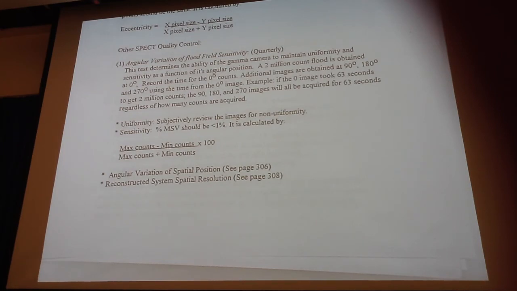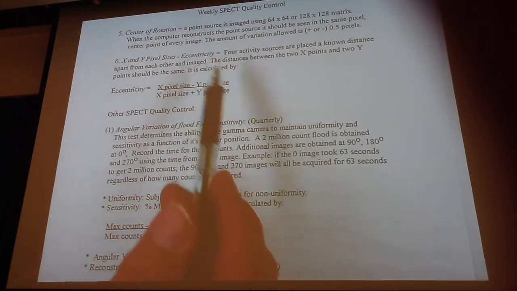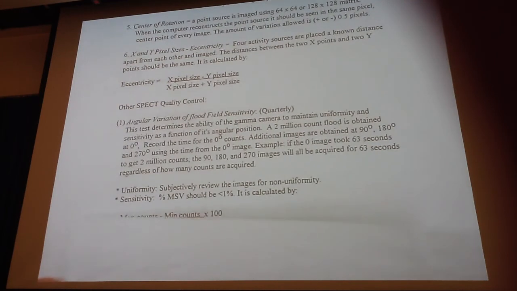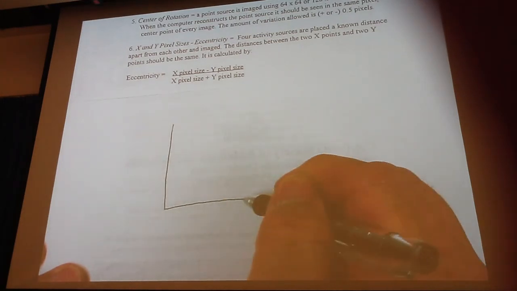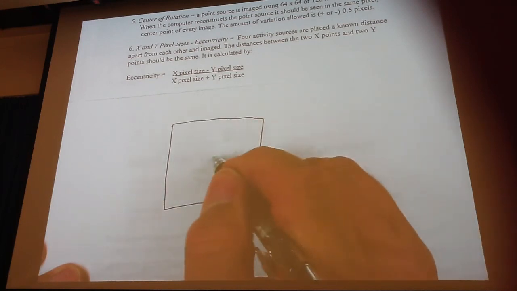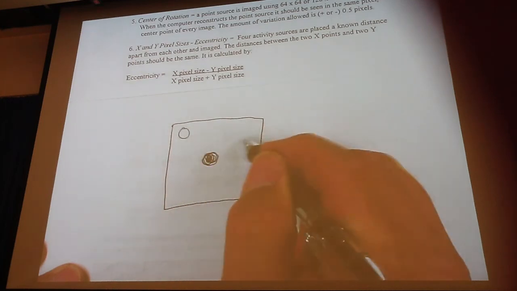So the next thing that I have here, other SPECT quality control, is what they call eccentricity. Boy, there's a good one. When you were doing your flood, at my hospital, I have a piece of plastic that's exactly a perfect square, and there's a hole in the center. I could put a radiation source in the center, and then I put one in each corner.